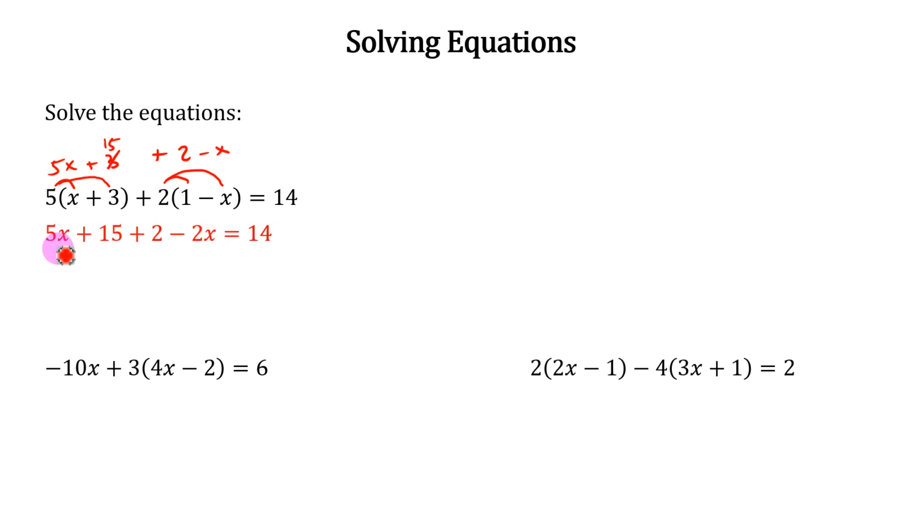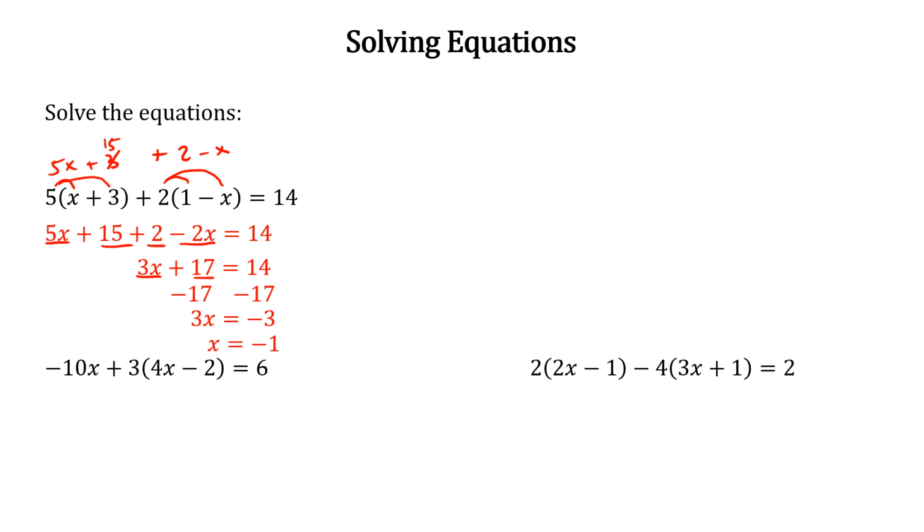Now I can combine like terms. 5x minus 2x. Oh, and I did the 15 plus 2. So that's where we get the 3x. That's where we get the 17. I subtract 17 from both sides. Get 3x equals negative 3. You can divide both sides by 3, or just think to yourself, 3 times what equals negative 3? You get negative 1.